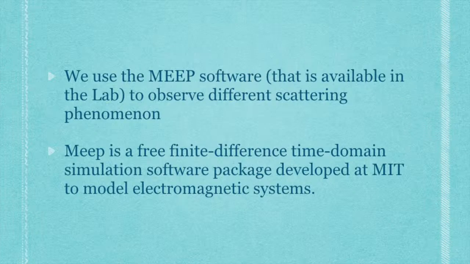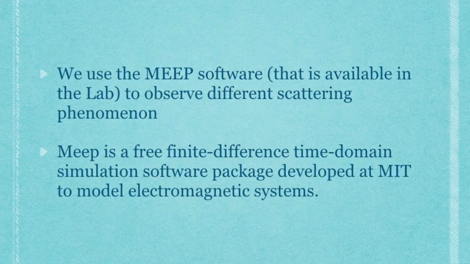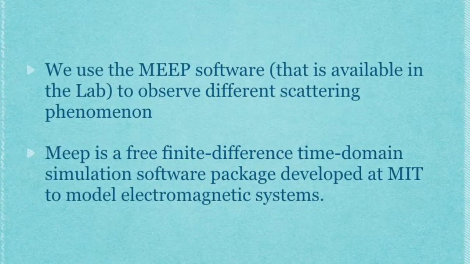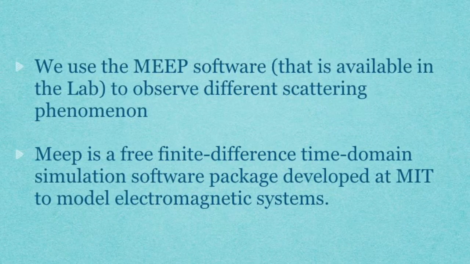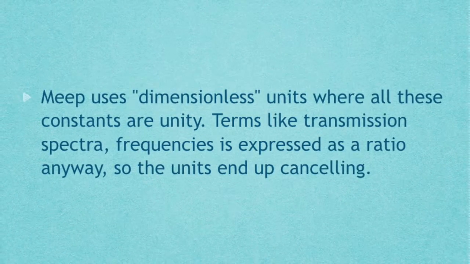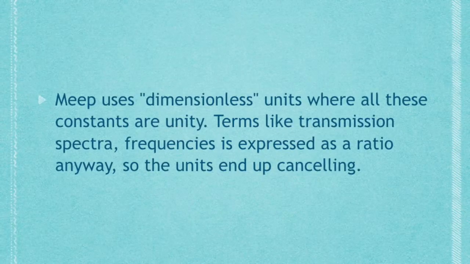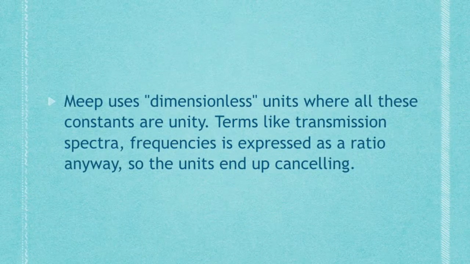We use the MEEP software that is available in our lab to observe different scattering phenomena. MEEP is a free finite difference time domain simulation software package developed at MIT to model electromagnetic systems. MEEP uses dimensionless units where all these constants are unity. For terms like transmission spectra, frequency is expressed as a ratio anyway, so the units end up cancelling.